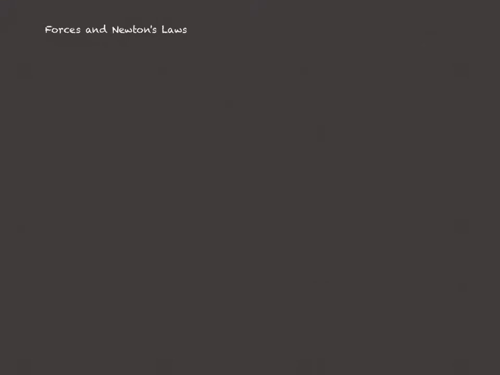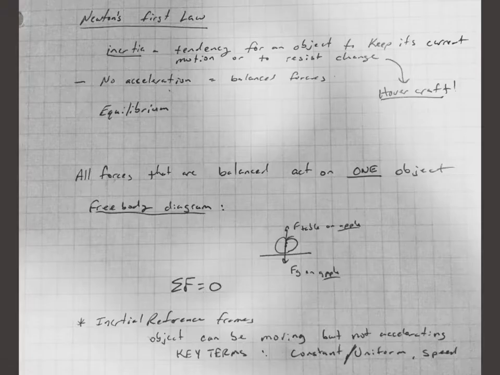Alright, first thing we're going to do is review Newton's laws. You should all be familiar with these, but the first law deals with inertia. Inertia is the tendency for an object to keep its current motion or to resist its change. So if you remember last year with the hovercraft, if you are sitting on the hovercraft and you give the person a push, they'll continue the entire length of the hallway with nothing else interacting with them. So after the initial contact, the object just continues to stay in that current motion until it interacts with something.